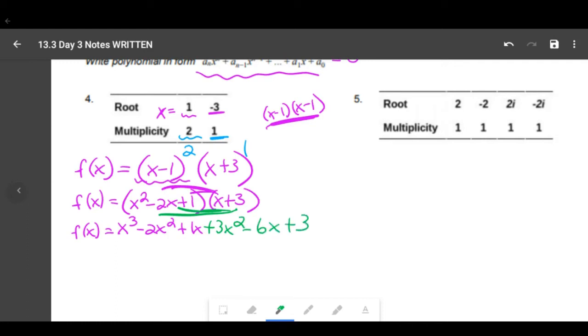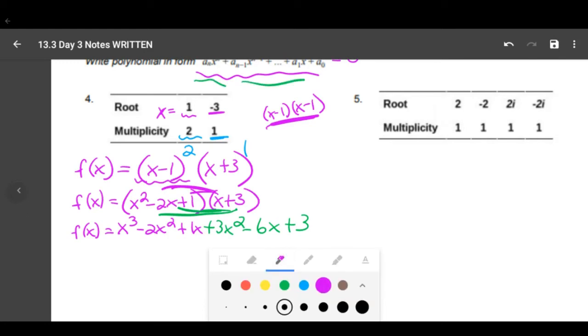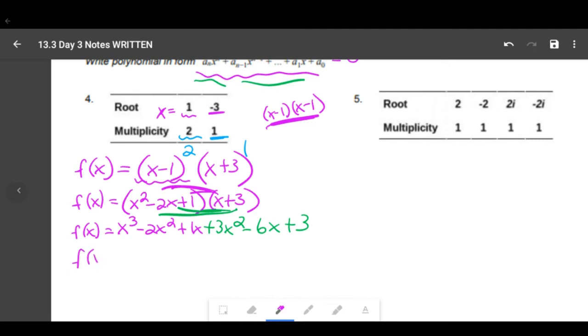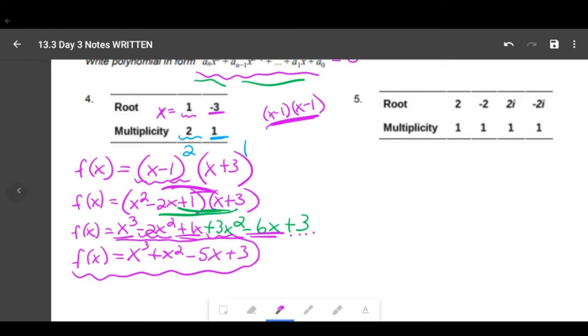But obviously, the way that it looks up here, I need to combine like terms. So going back to our purple, if I combine like terms, I have x to the third. I have a minus 2x squared, a plus 3x squared, which gives me a positive x squared. I have a plus 1x minus 6x, which gives me a negative 5x. And then I have a plus 3. And that is the polynomial that I was looking for.